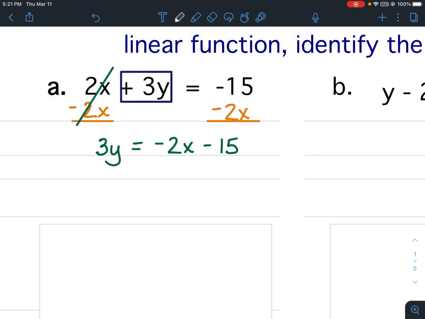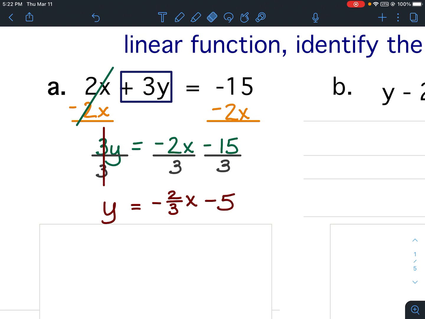Now to isolate the variable, I'm going to divide both sides by 3. So everything gets divided by 3. That leaves me with y equals negative 2/3 x minus 5.